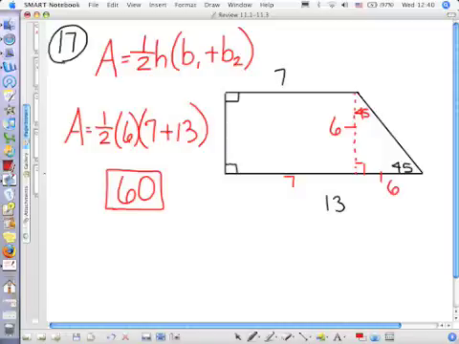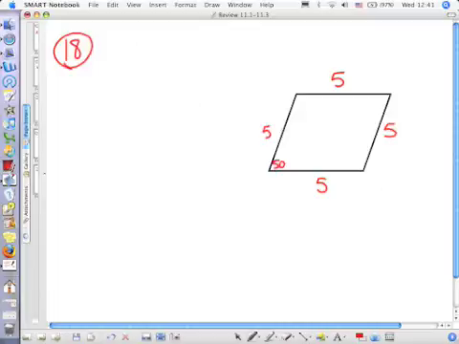Now on number 18, that's a rhombus, right? But we don't know either of the diagonals. So it can get pretty complicated trying to find those two diagonals. But since I do know one of those little angles, I can use the parallelogram formula and then sine, cosine, or tangent to find my height. And it would be a lot easier, because a rhombus is a parallelogram, right?